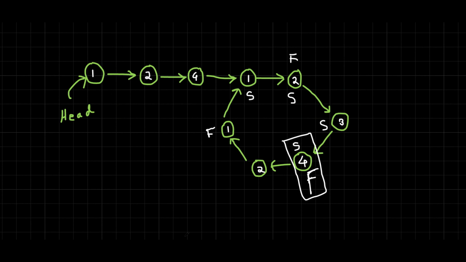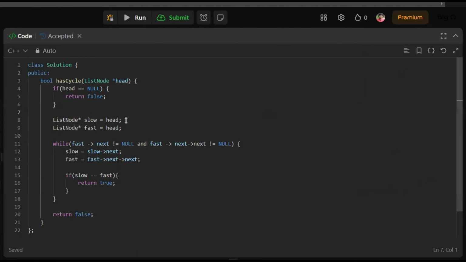Now let's move on to the code. In this problem, the code is pretty simple. At first, we are given a function named hasCycle, which has a ListNode head as a parameter. Now, if the head is null, we have to return false, that means it does not contain any cycle. Now, we are taking two pointers, slow and fast. Both of them are pointing to the head element initially.